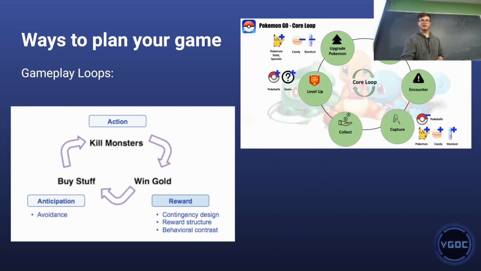Moving on, gameplay loops are critical. I highly recommend sitting down with your team and establishing your core gameplay loop and really writing it out. One example, the picture on the left: killing monsters to get gold so you can buy more stuff and kill more monsters. Very simple loop, but being able to sit down with your team and really establish that will get you all on the same page moving forward.